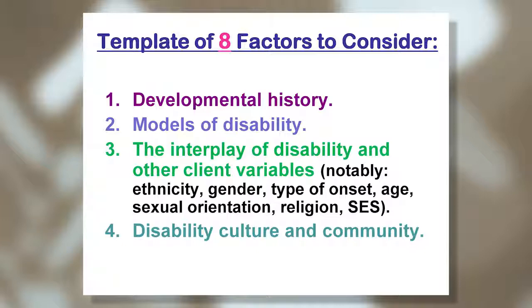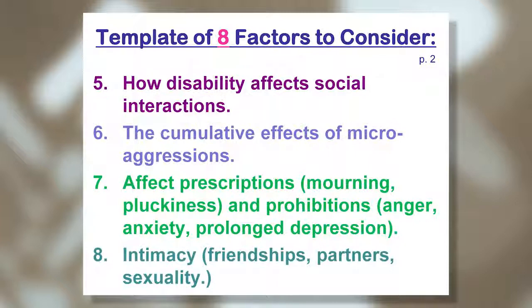The fourth area is disability culture and community. The fifth area is how disability affects social interactions. The sixth area is the cumulative effect of microaggressions. And if you're not familiar with that term, don't worry, I'll be defining it. And then seventh are the affective prescriptions and prohibitions. And then lastly, how disability affects areas of intimacy.